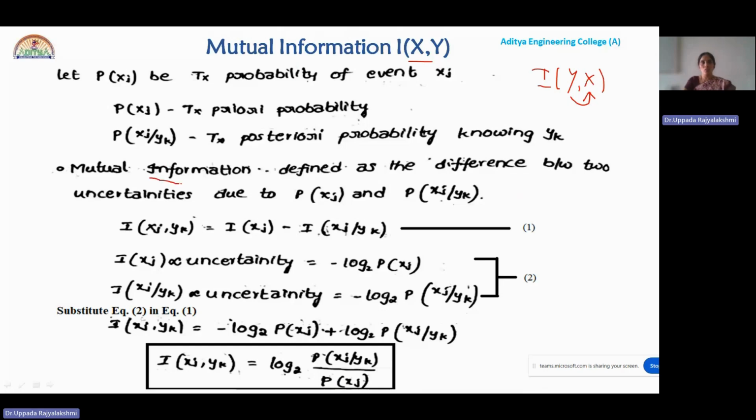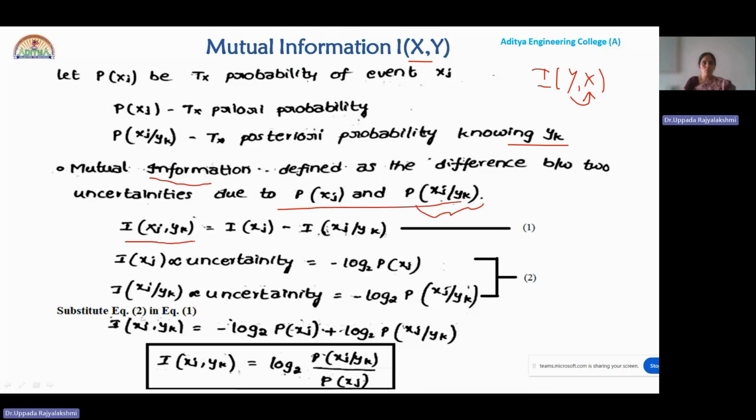Here we are focusing first on I(x,y), which is the difference between the uncertainties due to the a priori and a posteriori probabilities of the transmitter section, where P(xj) represents the transmitter a priori probability and P(xj|yk) represents the transmitter a posteriori probability knowing yk. So this is a conditional probability: the probability of xj knowing the receiver. But the first one is the probability of the transmitter itself.